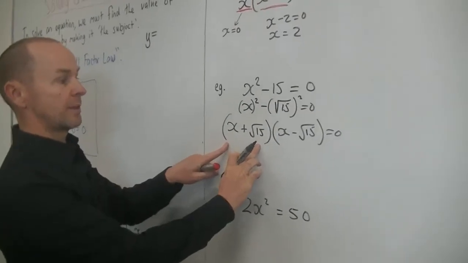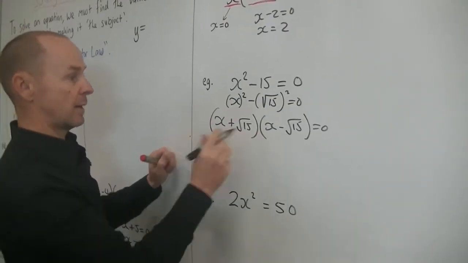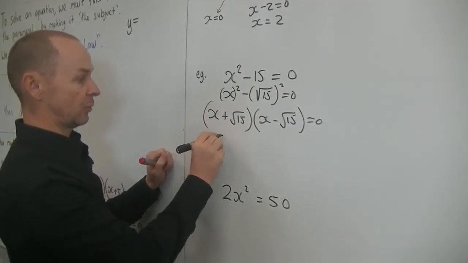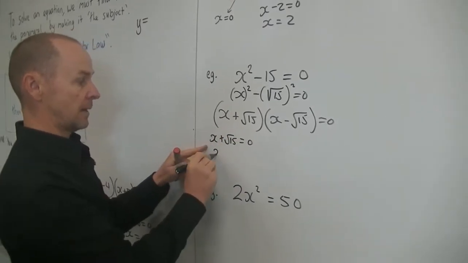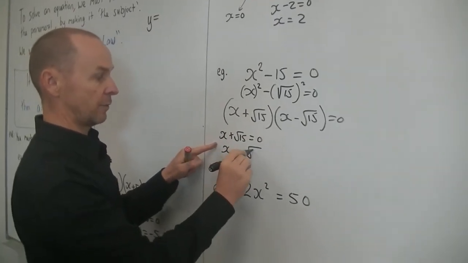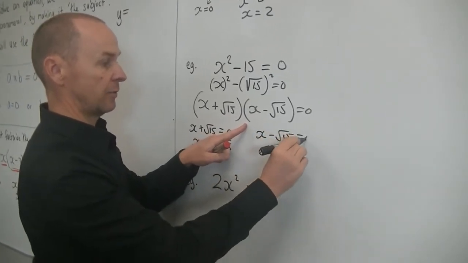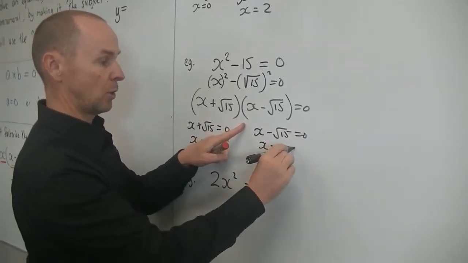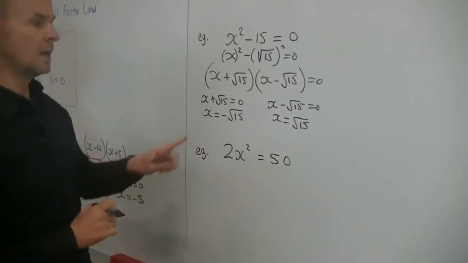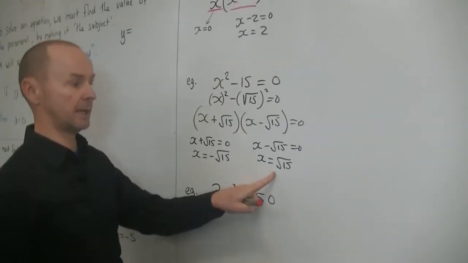Now, using the Null Factor Law, we let this bit equal 0 and that bit equals 0. So we've got x plus root 15 equals 0. I may as well solve it now. X equals negative root 15. And this one here, we get x minus root 15 equals 0 and x equals positive root 15. Now our two answers are negative root 15 and positive root 15.